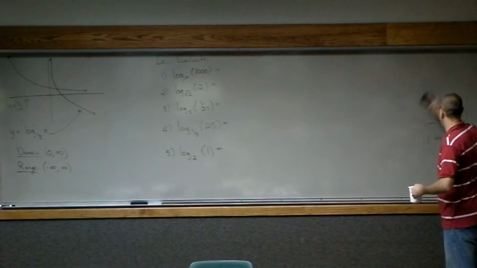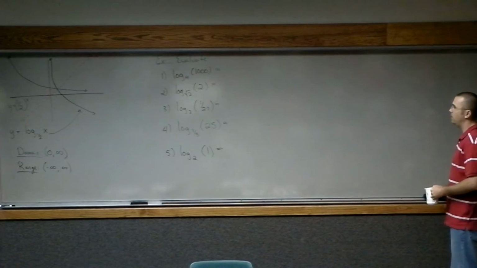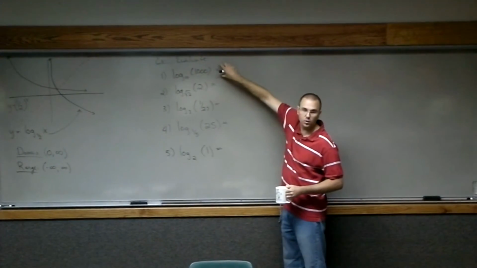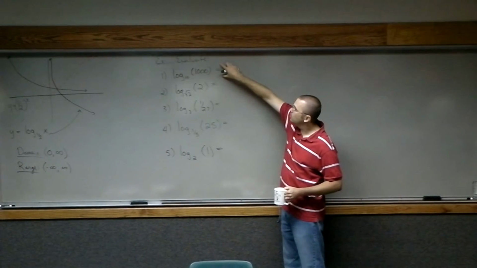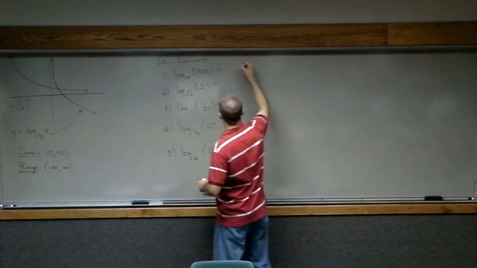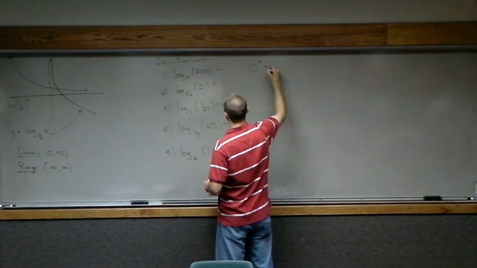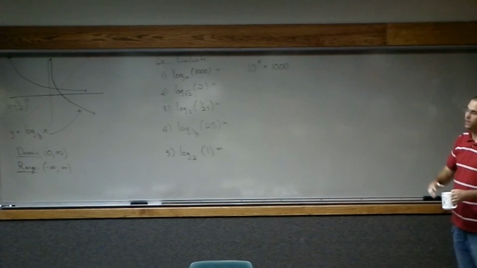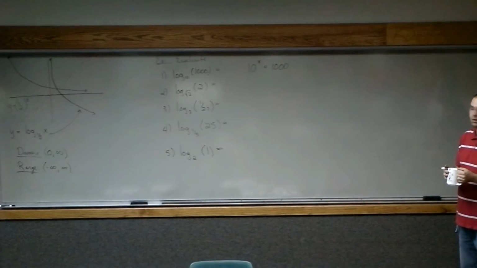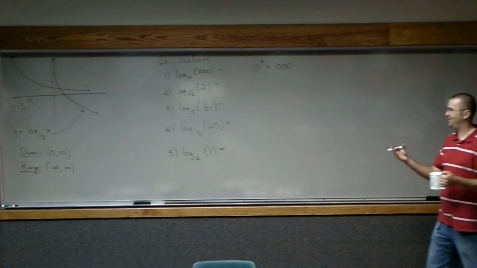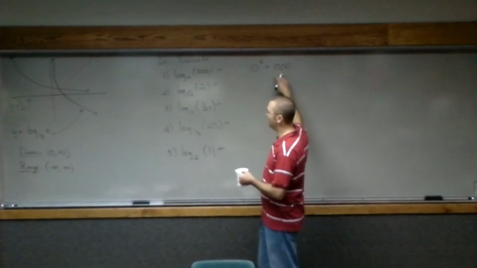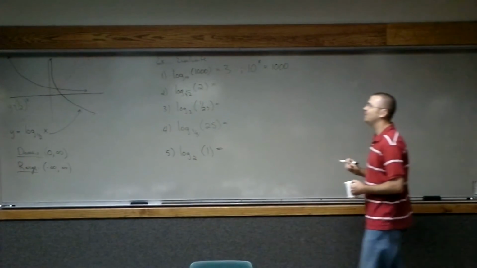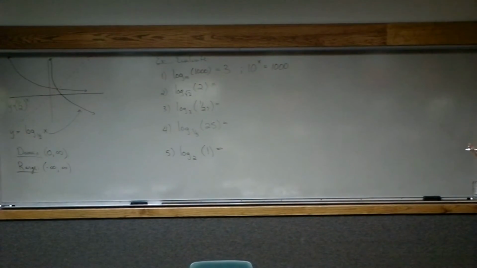Okay, looking at the first one here. Log base 10 of 1,000. What is this asking us? What is another way of looking at this question right here? 10 to the next power equals 1,000. Right, I'm looking at 10 to some power equals 1,000. How many powers of 10 do I need to get to 1,000? How many? 3. 3 powers of 10 to get to 1,000. Okay? It's early. All right. So log base 10 of 1,000, 3.